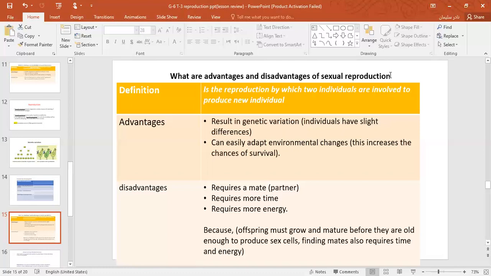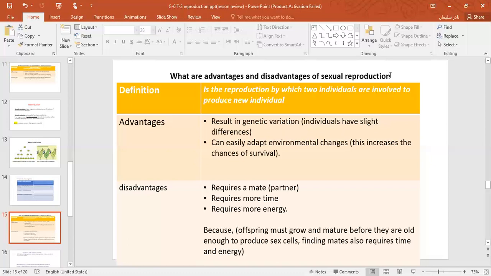And genetic variation gives a higher chance of survival when environmental conditions change. Organisms can easily adapt to environmental changes, and this will increase their chance of survival. They are able to adapt because they are not carrying the same DNA or the same traits. They have variation in the characteristics. These are some advantages.